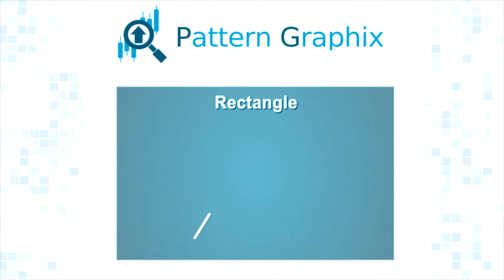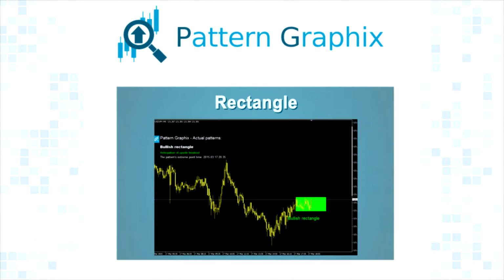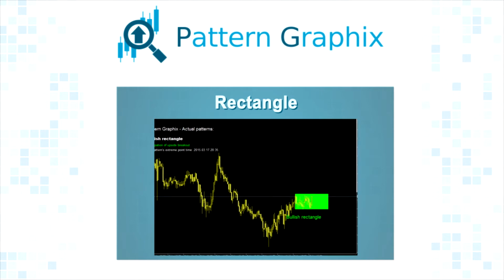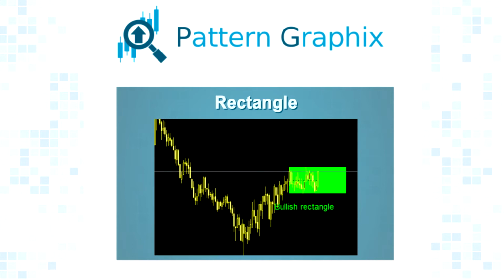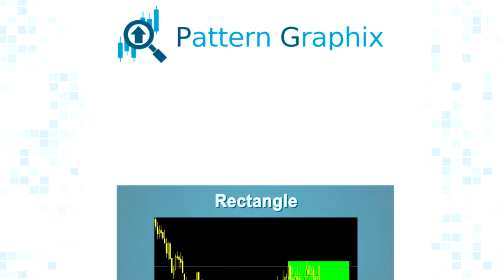Rectangle. A bullish rectangle is formed on an uptrend when the price is consolidating right before the continuation of an uptrend. The breach of the upper bound of the rectangle usually means that the uptrend will continue. The breach of the lower bound means cancellation of the bullish rectangle.